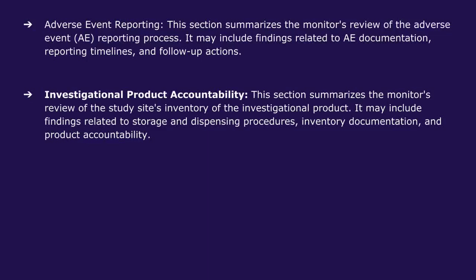Adverse Event Reporting. This section summarizes the monitor's review of the adverse event, AE, reporting process. It may include findings related to AE documentation, reporting timelines, and follow-up actions. Investigational Product Accountability. This section summarizes the monitor's review of the study site's inventory of the investigational product. It may include findings related to storage and dispensing procedures, inventory documentation, and product accountability.